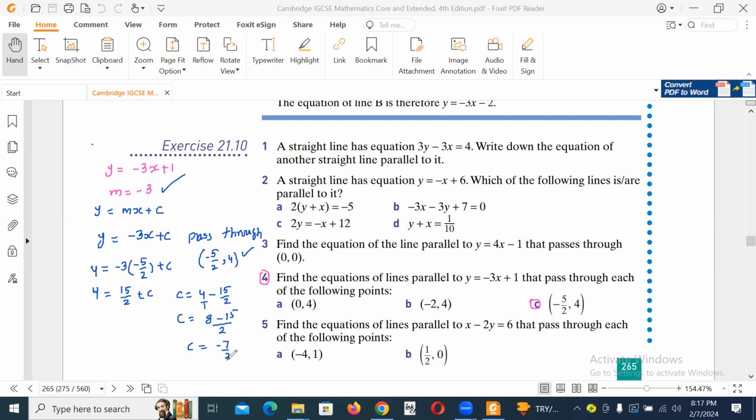So substitute this value of c in the above equation, which is here. y equals minus 3x plus c. So now our required equation is minus 3x, in place of c, I will write minus 7/2. That's it. You can simplify more, but if you want to stop here, it's okay. Correct. I hope it is clear.